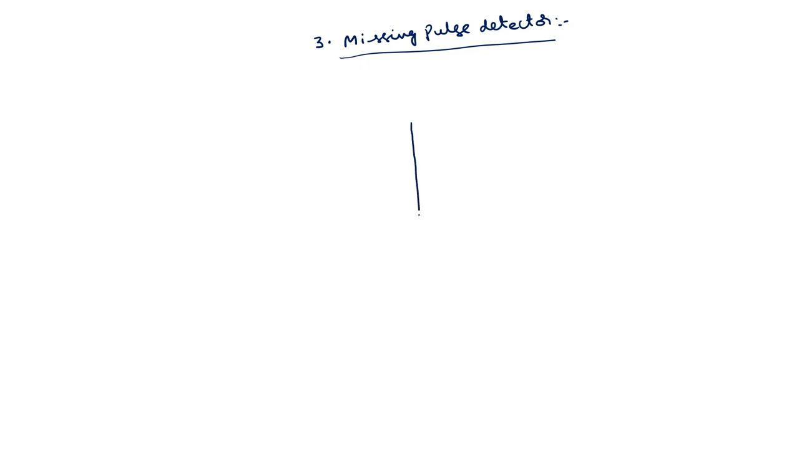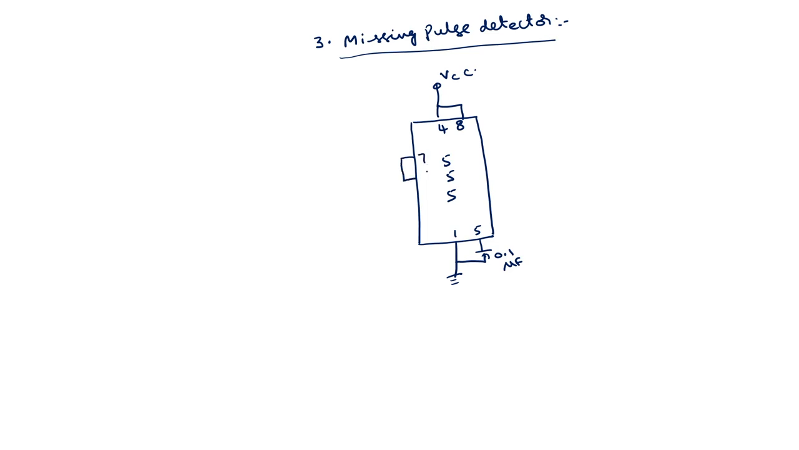For that, we will use this 555 timer in the monostable mode with the external connections as, pins 4 and 8 will be connected to VCC. Pins 1 and 5 will be grounded. If 5 is not used, this has to be grounded through 0.1 microfarads as recommended by the manufacturer. Then we have 7 and 6 here. Both will be short circuited, and this will be connected to the resistor.